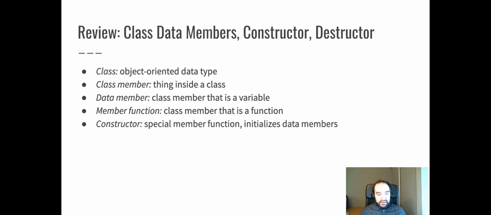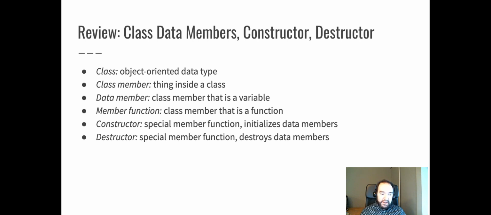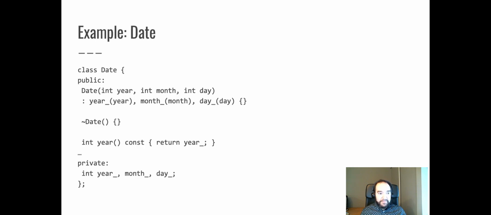A constructor is a special designated function that is responsible for initializing the data members of a class, and the constructor's name is always the same as the class's name. The destructor is kind of the opposite of the constructor. It is a special member function that is responsible for destroying the data members. So if there's any cleanup that needs to happen when a class is destroyed, the destructor is a function that's responsible for doing that cleanup. And a destructor's name is always the name of the class, but with a tilde character in front.